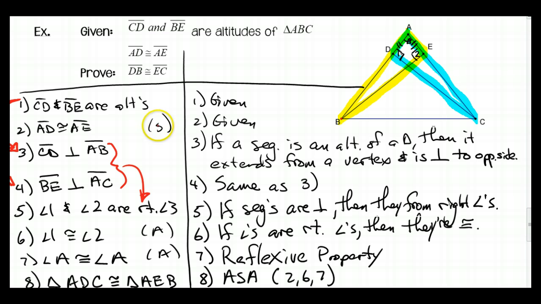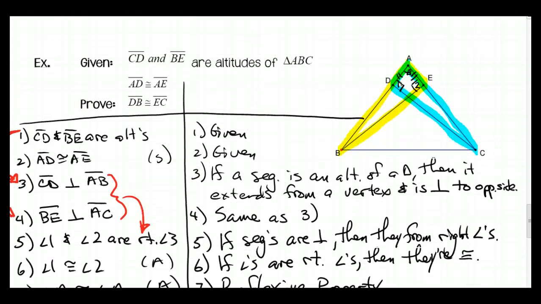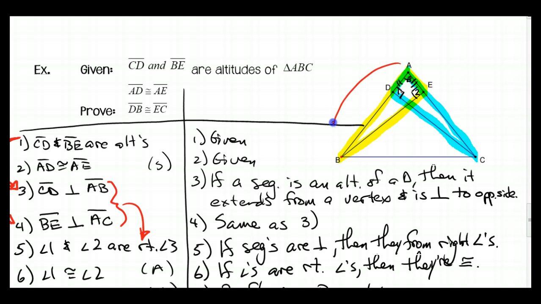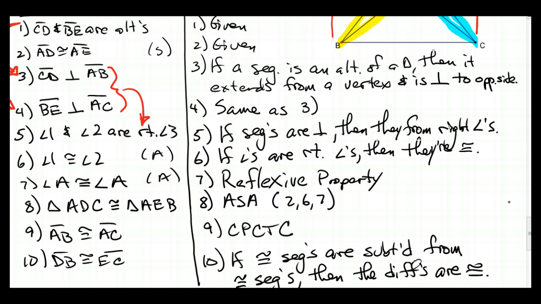So I've got a pair of sides given, these are the little sides. I figured out the right angles are congruent, angle A is reflexive, and that's all I need to prove that the triangles are congruent. So once I get the triangles congruent, I get AB and AC, which are these whole big sides, AB and AC. Those are corresponding parts, CPCTC, and then I'm going to subtract the segments in step 2 from the segments in step 9 to get the segments in step 10. If congruent segments are subtracted from congruent segments, then the differences are congruent.